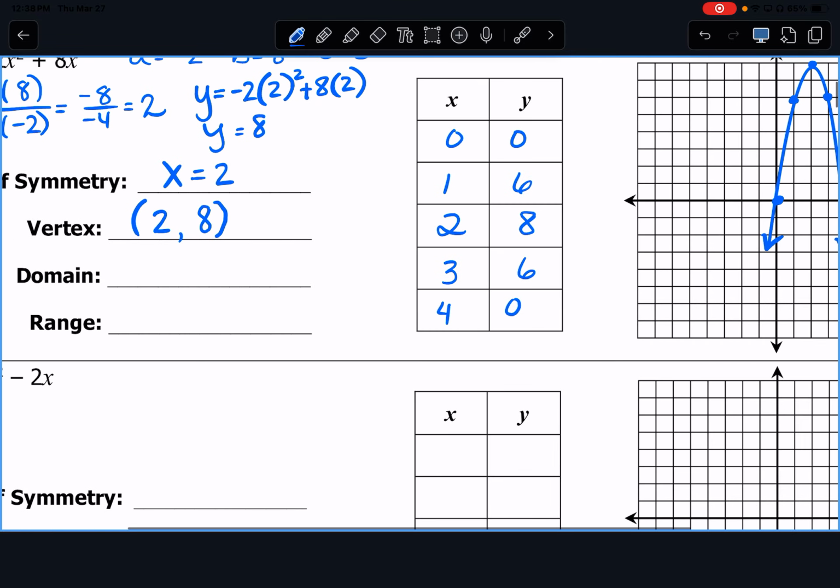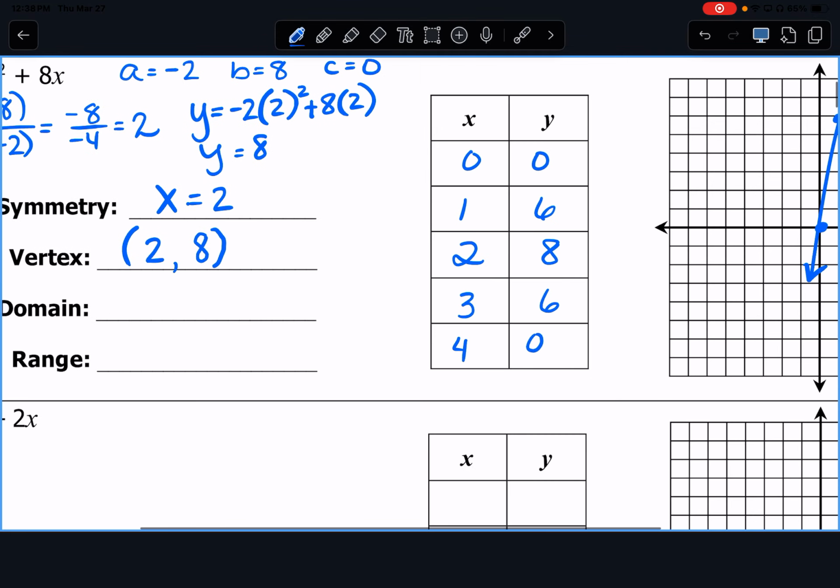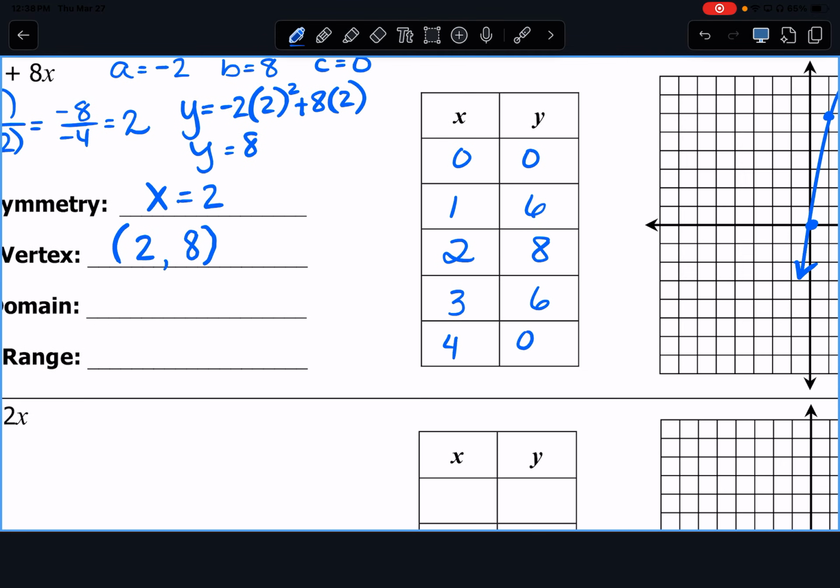Miss Dawn, how did this come up? How do people just learn? I don't know. Ask some old dead dude. Domain is negative infinity to positive infinity. And your range is from negative infinity to 8.